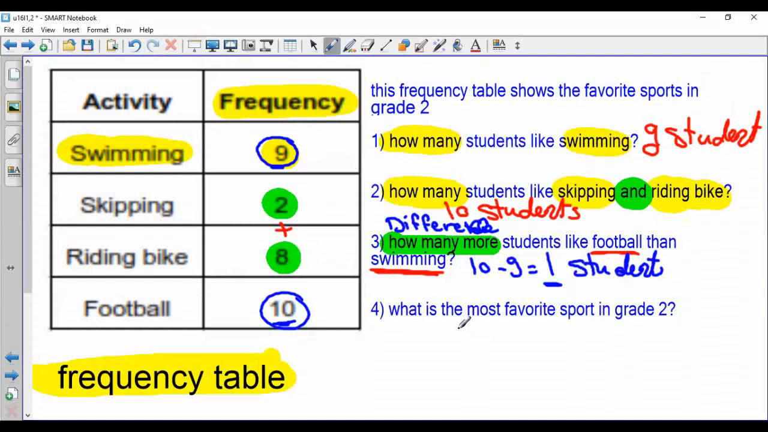Okay, the last question here. What is the most favorite sport in grade 2? This frequency table is about grade 2 students. The most favorite sport means the sport that has the most votes. What is the sport here that has the most votes? Of course, here it is football. It has 10 votes and it is more than other sports. So here I will write football. Football is the most favorite sport in grade 2.